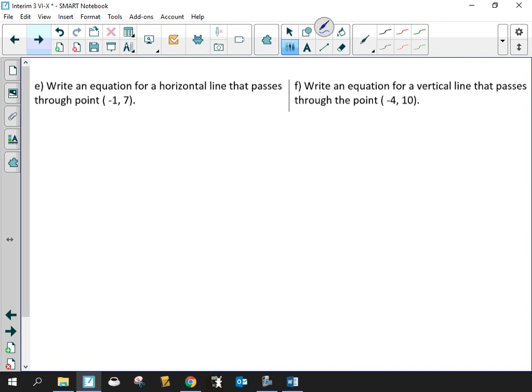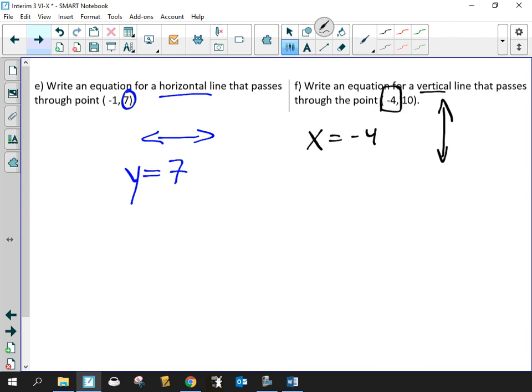Write an equation for a horizontal line. So horizontal means the line goes like this. If the line goes like that, the y does not change. And since it goes through a y value of 7, that means the equation for the line is simply y equals 7. A vertical line looks like that. The x does not change. So this is just x equals -4.